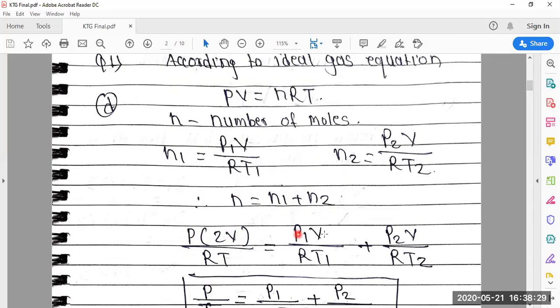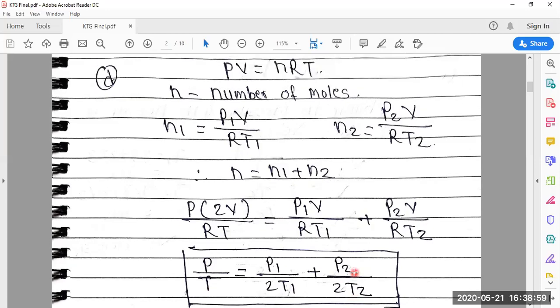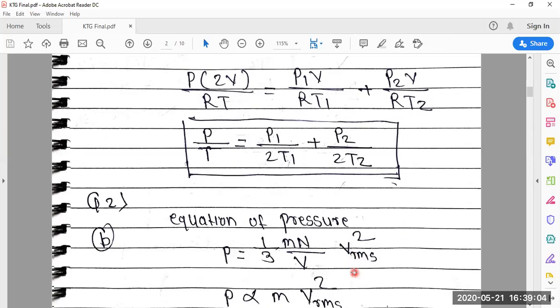RT, P1V upon RT1 plus P2V upon RT2. In this case, this R is common, gets cancelled with each other, as well as V is common, gets cancelled with each other. So we get the ratio of pressure to temperature is equal to P1 upon twice T1 plus P2 upon twice T2. So for question number 1, the correct option is option number D. Similarly, we'll see the second question.